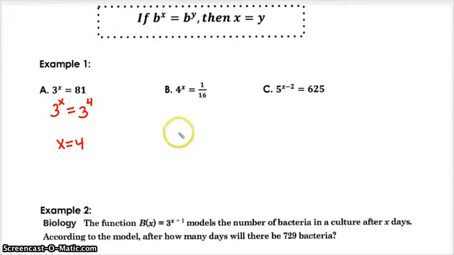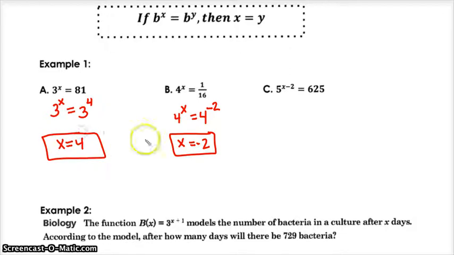That was easy. Alright, moving on. I have 4 to the x, which is equal to 1 over 16. I need to write 1 over 16 as a power of base 4. Now, since it's 1 over 16, I know that my exponent is going to be negative. Now, 4 to what power gives you 16? And that would be to the 2nd power. So I can see now that x has to be the same as negative 2. So x equals negative 2.